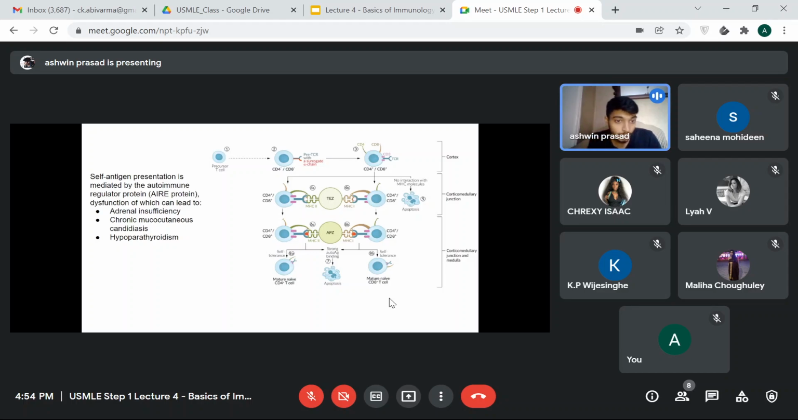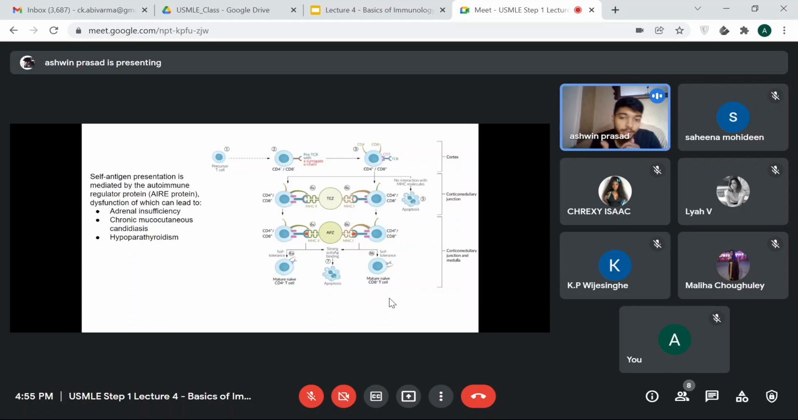So if this protein doesn't work well, we obviously have self-reactive T cells that enter the bloodstream. And if self-reactive T cells enter the bloodstream, they will attack any cell that they please. One pathology is if the AIRE protein itself is not working, we can have an autoimmune condition where there's adrenal insufficiency, chronic mucocutaneous candidiasis, and hypoparathyroidism.